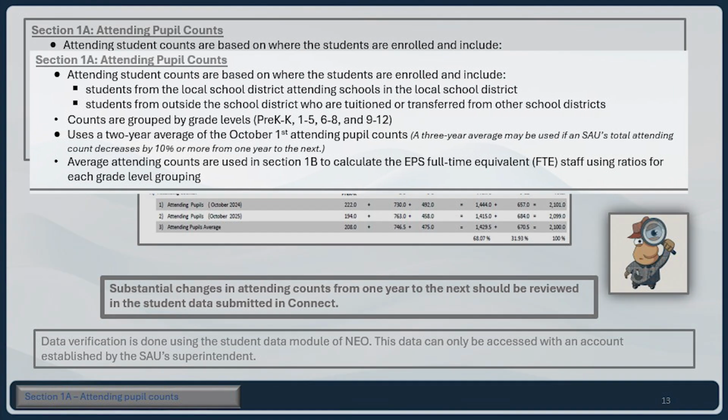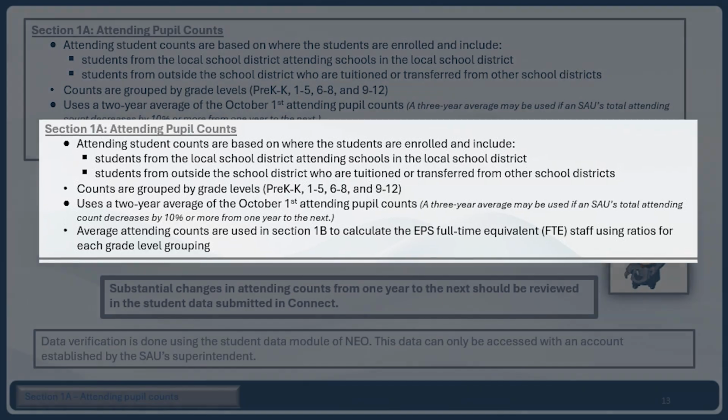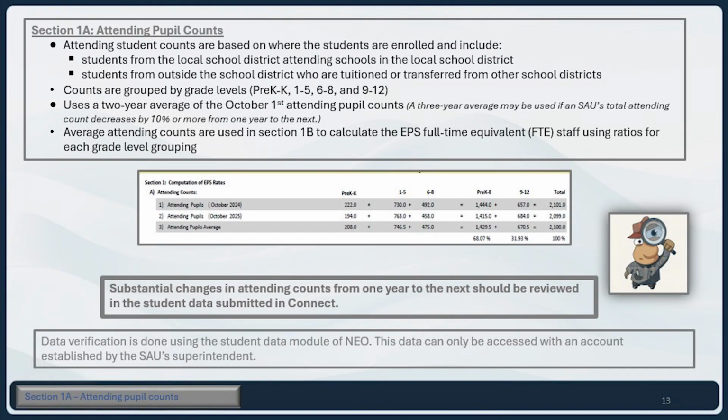We use a 2-year average of the 2 most recent years of your October 1st data. If your attendance drops 10% or more between 1 year and the next, we will look at a 3-year average for each of those groupings, and we will either use the 2-year or 3-year, whichever is most beneficial to the SAU. So once again, a little plug for data. Please make sure that it's on time and that it's submitted correctly.